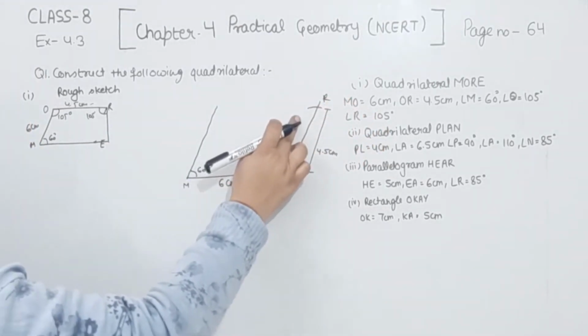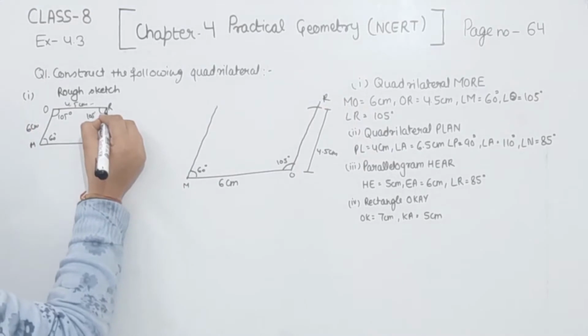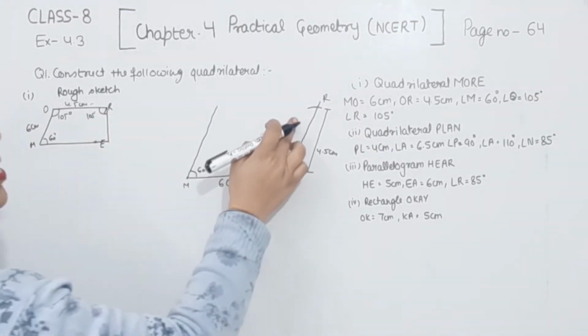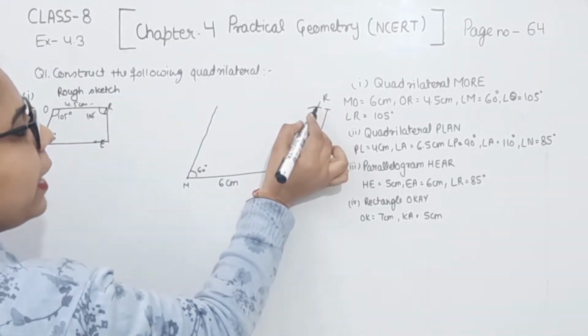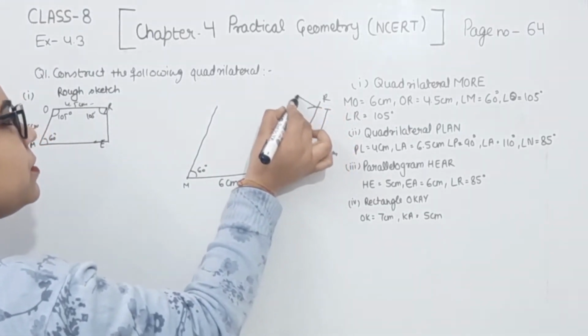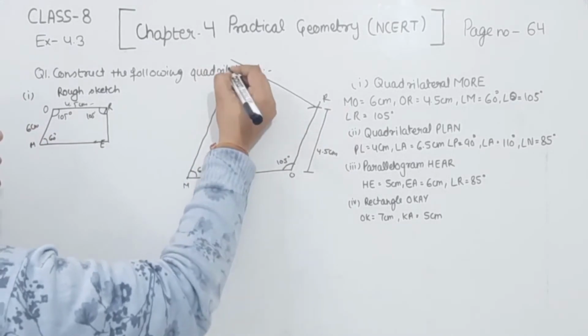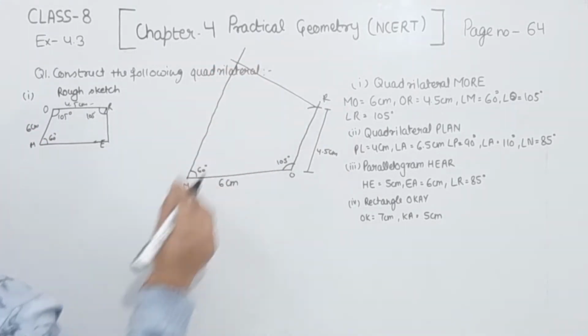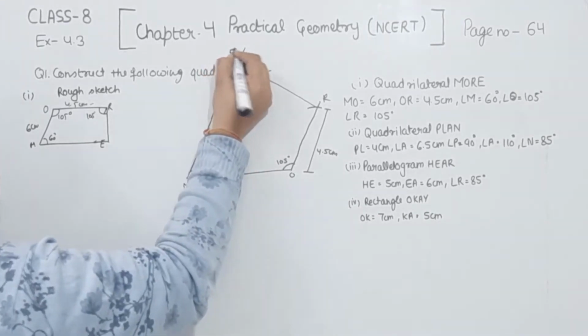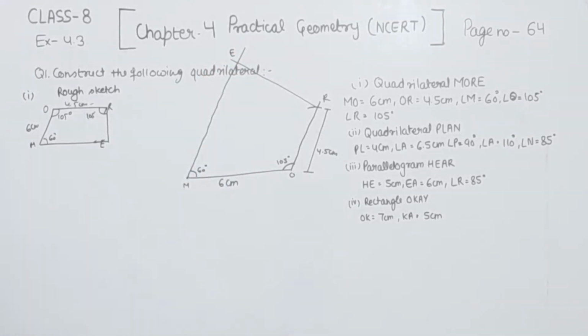Now we are going to construct the angle R. We are having 105. So we are going to construct 105 degree angle at the point of R here. So this will be the angle R we are having. Now we are going to extend this one and join it. So this is the MORE we are having. Now we are going to write the steps of construction.